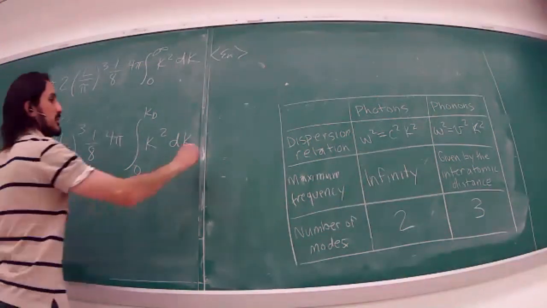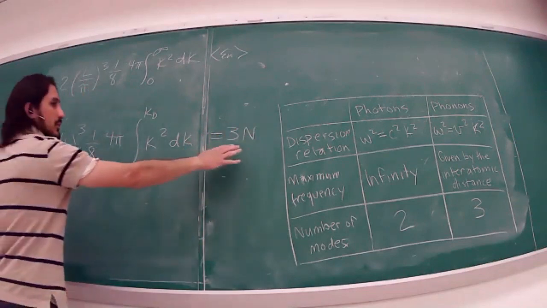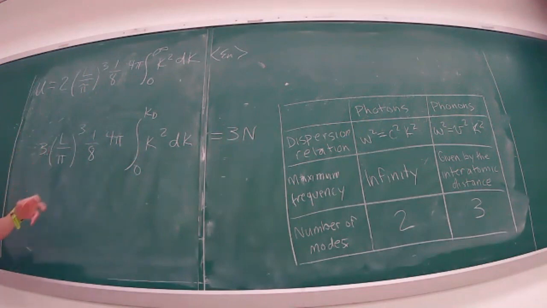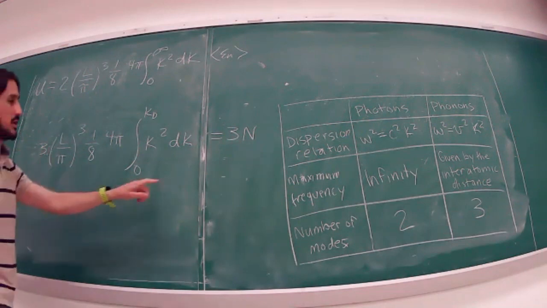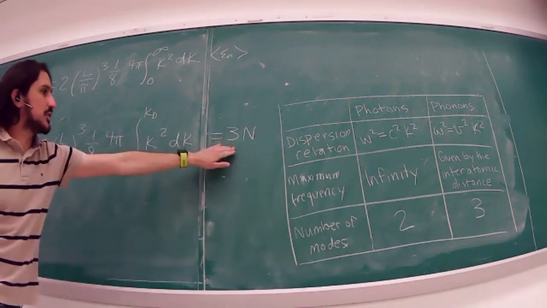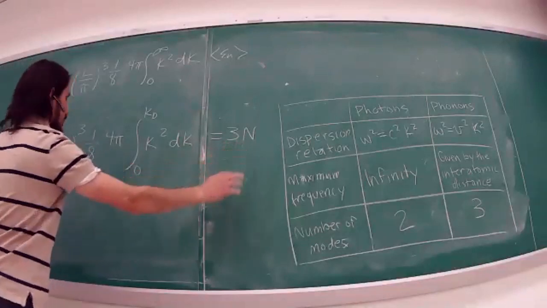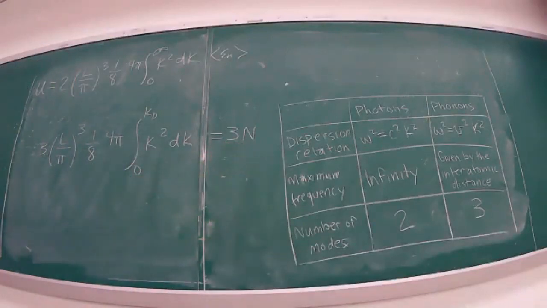And the number of modes in the system is 3N. So N is the number of atoms. If you consider all the atoms, each one can serve as a node for a wave, right? It's not moving, the wave is going through. And each atom has 3 degrees of freedom. So you have 3N. That's the total number of modes, of phonons that you can have in a crystal. Okay, so from these, notice that we don't have the E anymore. This is just the number of modes.